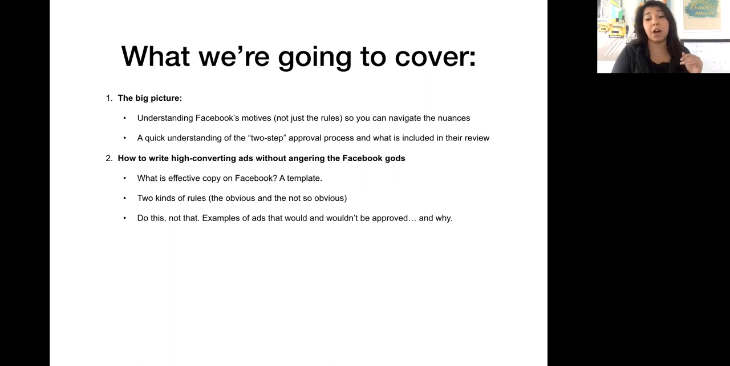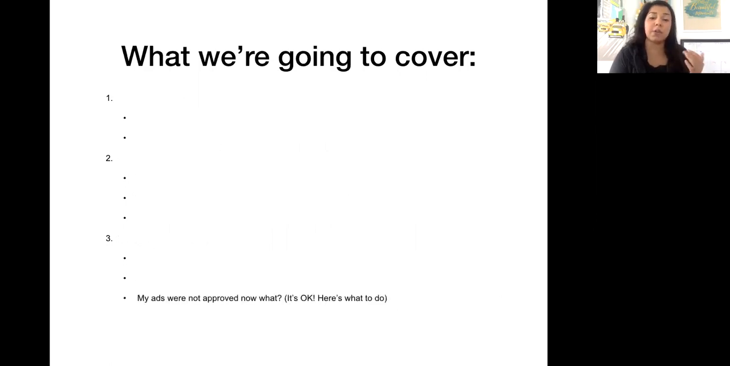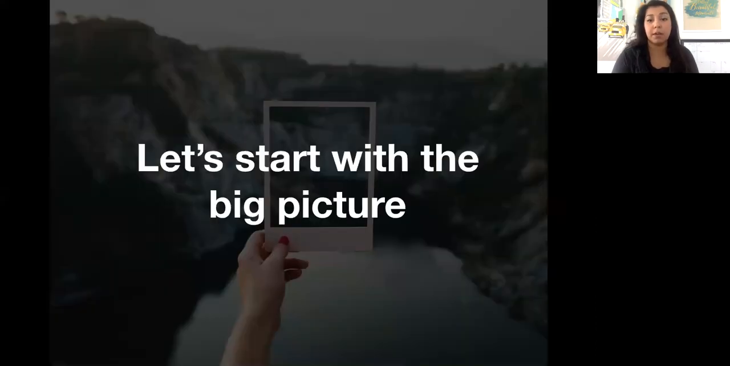And some fun examples of do this, not that. Ads that would get approved and ads that wouldn't get approved, and why. And we'll walk through them. And then if we have time, I have a few quick hacks for you. The first is really fun. It's a way for you to spy on your competitors and peers and see what ads they have in market, both to generate ideas, but also to do a bit of research. A few additional tips for how to stay safe. And the inevitable, my ads weren't approved, now what? Which is totally okay, and we'll talk about what to do then.